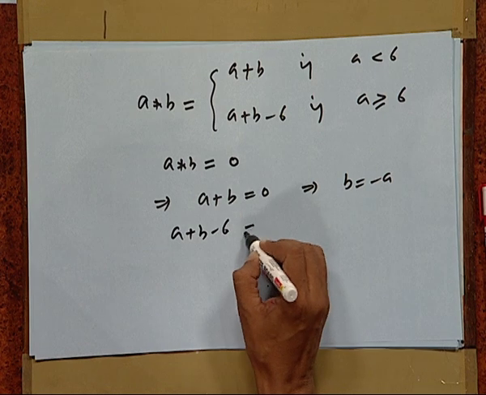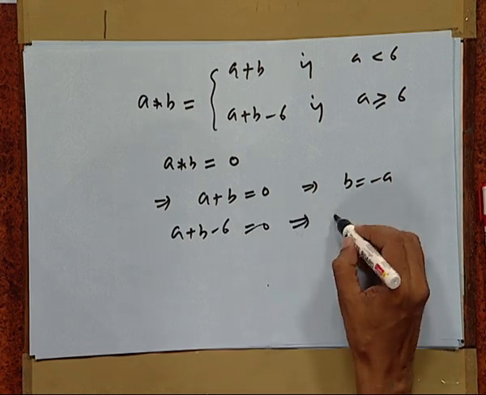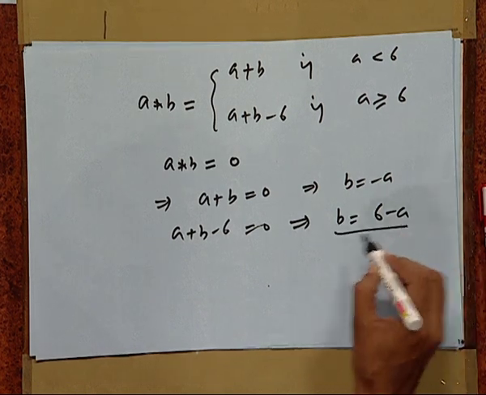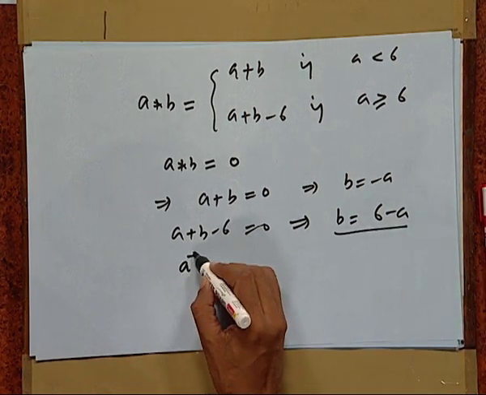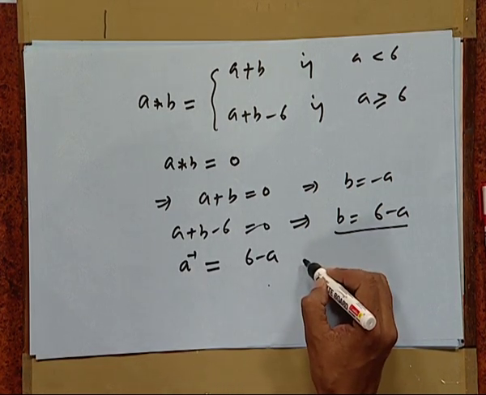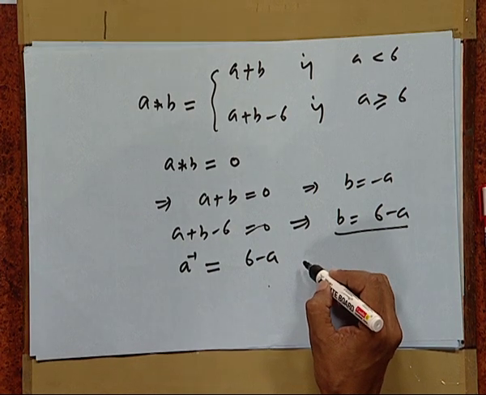So, let us take a plus b minus 6 is 0. This gives b is equal to 6 minus a. Thus, a inverse is simply 6 minus a so long as a is not 0, because if a is 0, then this becomes 6, which is not the element of the given set. So, every non-zero element has inverse. So, we can say every a other than 0 is invertible.